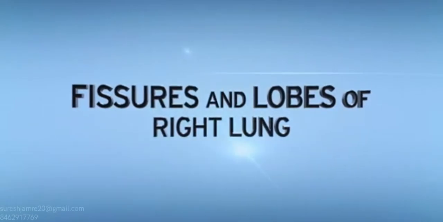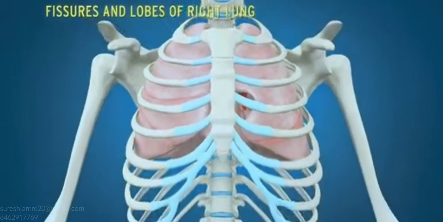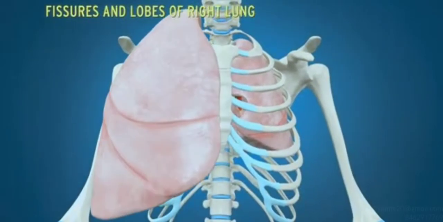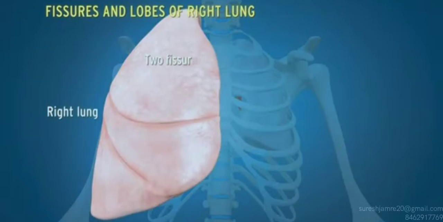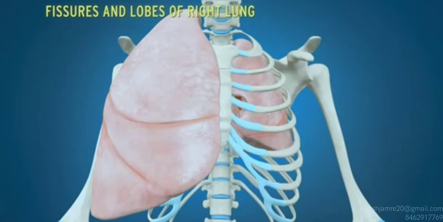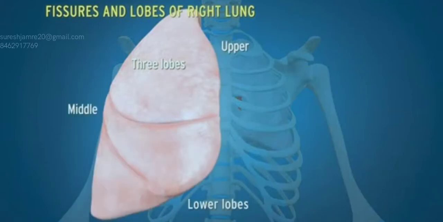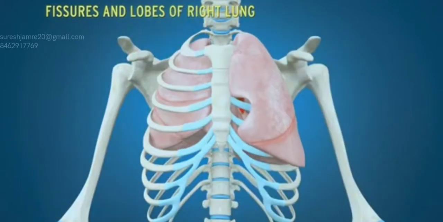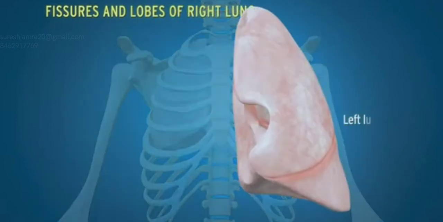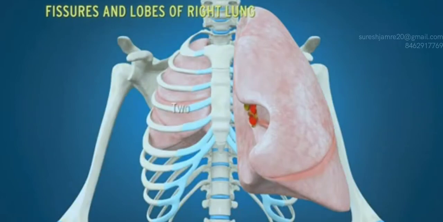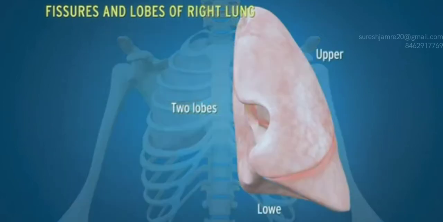Fissures and lobes of right lung. Right lung consists of two fissures, horizontal and oblique fissures. These fissures divide the right lung into three lobes, upper, middle, and lower lobes. Left lung consists of only oblique fissure. Hence, it has two lobes, upper and lower.